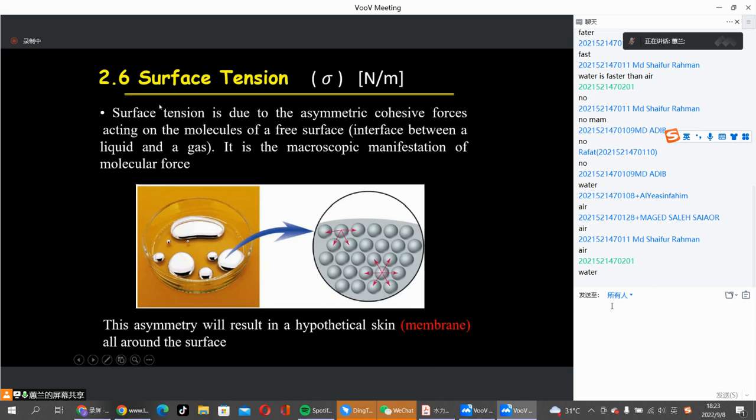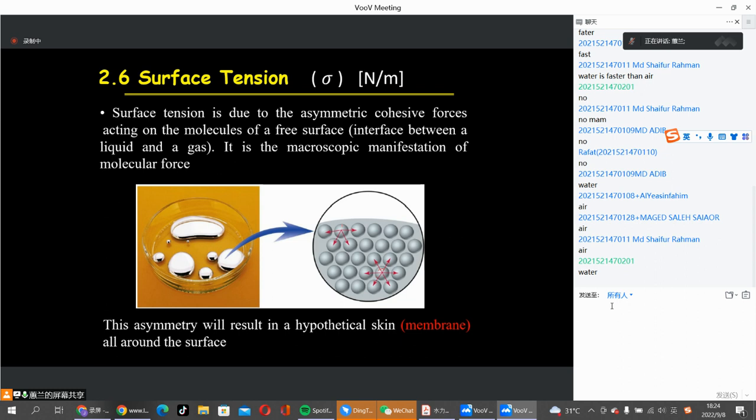Here is the definition. Surface tension is due to the asymmetrical cohesive forces acting on the molecules of a surface, the interface between a liquid and a gas, and is a macroscopic manifestation of molecular force. What does that mean? Look at the molecular distribution. Inside the fluid, the molecules have attraction forces from other molecules, and they get balanced because the forces come from every direction.